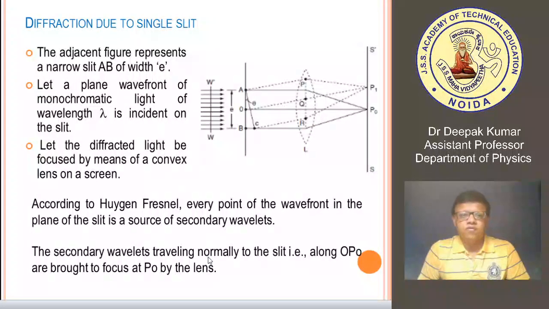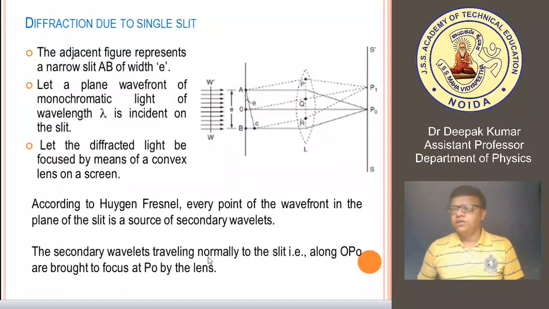Let the diffracted light be focused by means of a convex lens on the screen. Lenses are mandatory in Fraunhofer diffraction: there is one lens between the source and the slit, which is not shown in this figure, and there must be one lens between the slit and the screen, so that all the diffracted rays are focused on the screen to get the desired pattern. All the rays which are undiffracted are focused at the point P0, and all the rays diffracted at an angle theta in the upward direction are focused at P1.